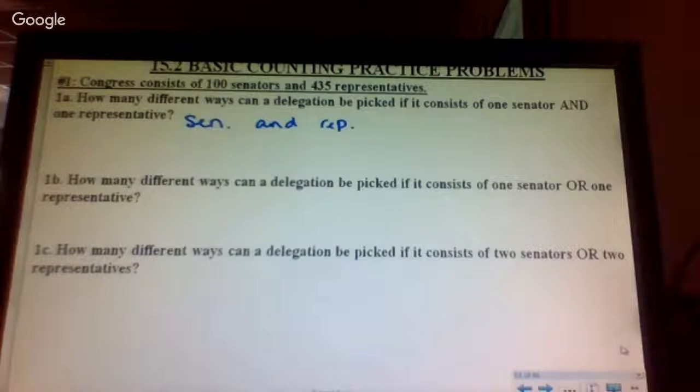What does senator look like in numbers? 100. And "and" looks like multiply. Representative, 435. That's 43,500.